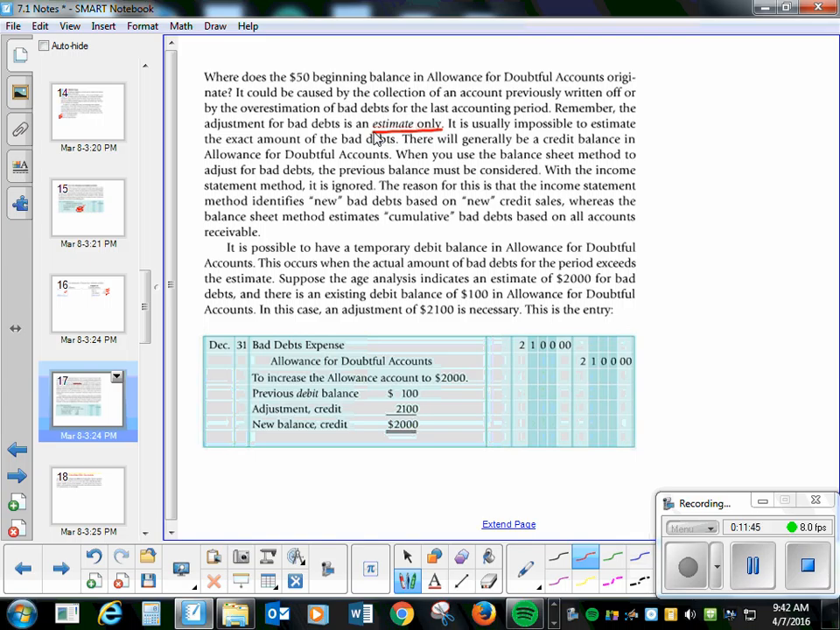It is possible to have a temporary debit balance in allowance for doubtful accounts. This occurs when the actual amount of bad debts for the period exceeds the estimate. Suppose the age analysis indicates an estimate of 2,000 for bad debts and there is an existing debit balance of 100. In this case, an adjustment of 2,100 is necessary.